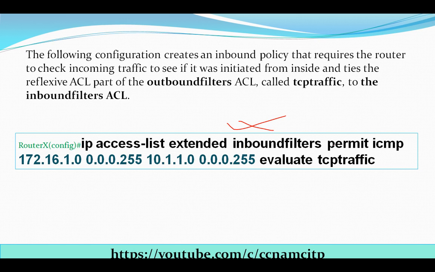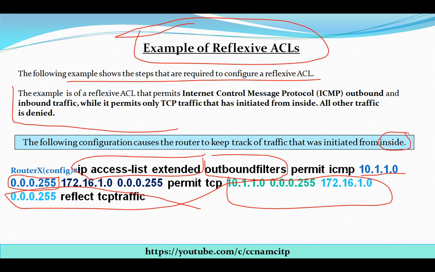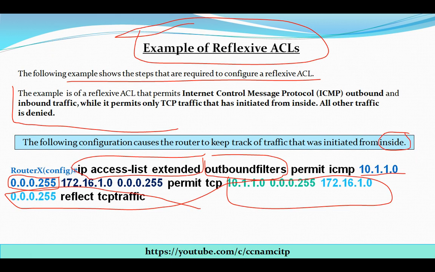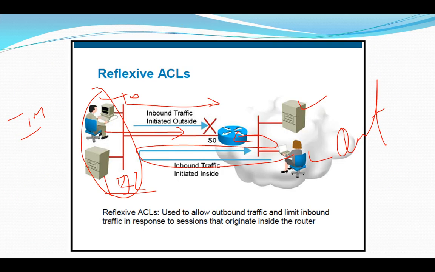For inbound, permit ICMP. We are permitting ICMP. Here we had permitted ICMP for this network 10.1.1. Now we are making it reverse. We are making it 172.16.1.0 with this wildcard mask, and this is the internal network. So I made a mistake here. This is not right, this will be my 172 dot network.